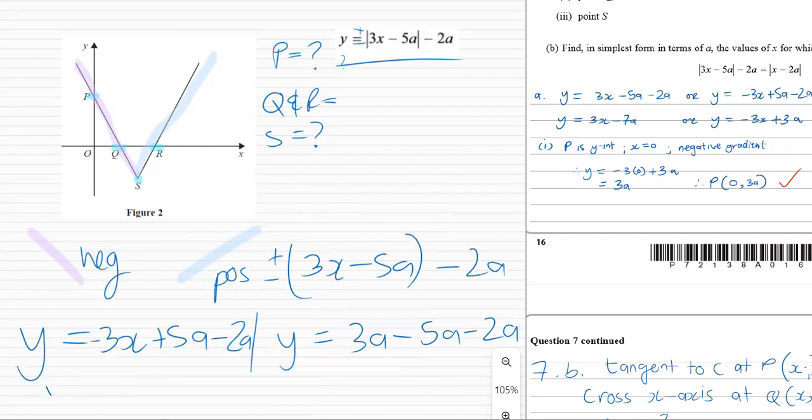If we simplify these, we get y equals -3x plus 5a minus 2a, which is plus 3a. And on the other side, we get y equals 3x minus 7a. Excuse me, this was an x.